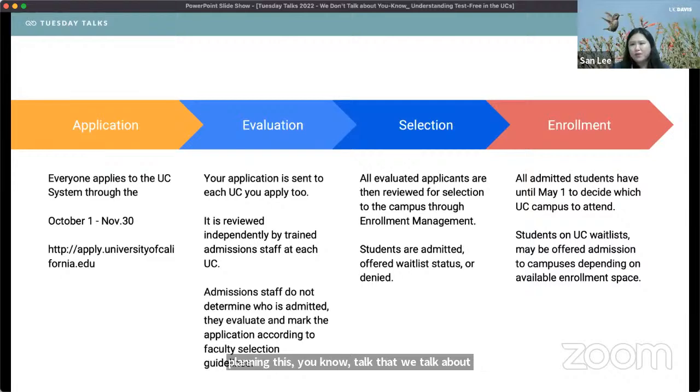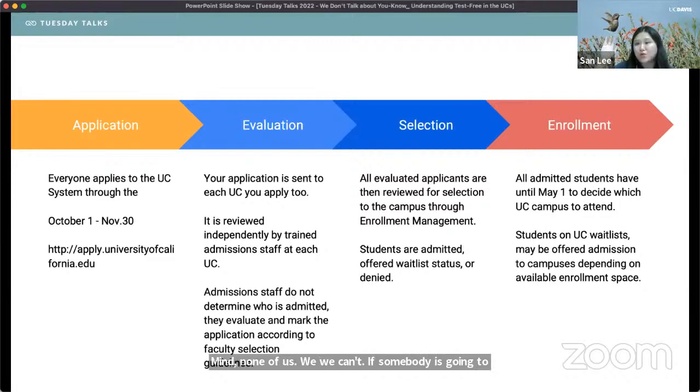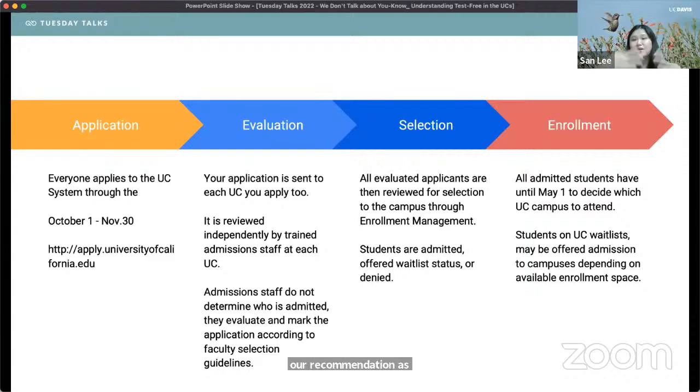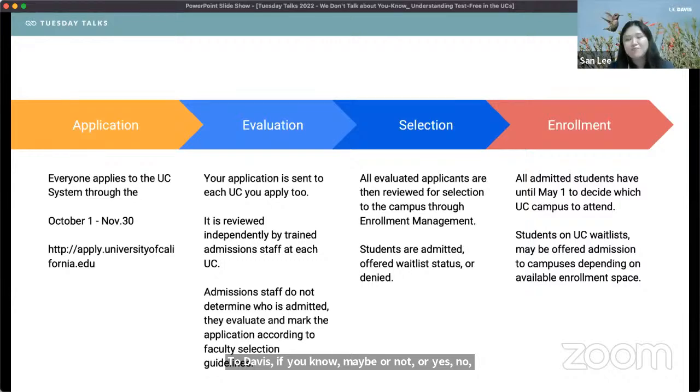One thing I really love from when we were planning this talk is that Beatrice mentioned no one person can make the decision of whether you're in or not. Keep that in mind. If somebody tells you, I'm going to help you and you're going to get into this school because I know somebody, that is not true. That can never be true. Within the UC applications, all of your applications go to real people. It will be read by at least 2 human beings. At Davis, your application will be read by at least 2 readers, and we make our recommendation on whether we're recommending the student for admission: yes, no, or maybe. Then we talk about it as admission officers.